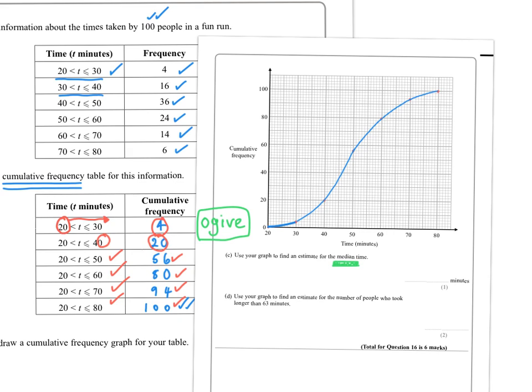Use your graph to find an estimate for the median time. Well, there's 100 people in the fun run, so if we go to the middle person, the 50th, even though strictly there's 50 people on one side and 50 people on the other, the median is strictly the 50.5, but you just read along to halfway. So if you go to the 50th so far, here, and then you should use a ruler and just basically go along to your ogive and then read downwards. You end up with around 49 minutes.